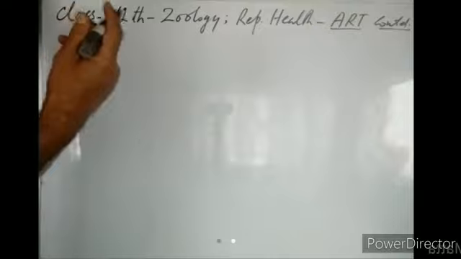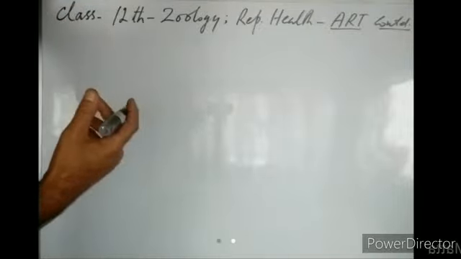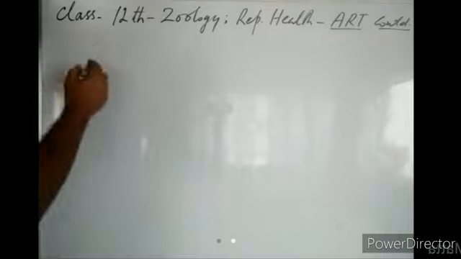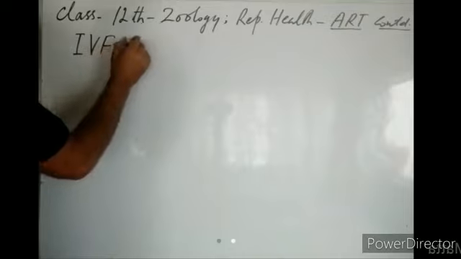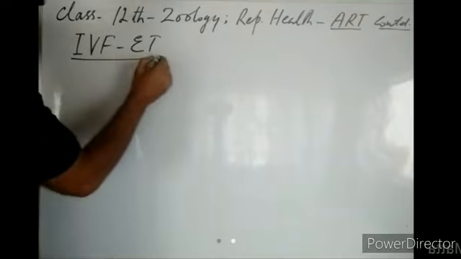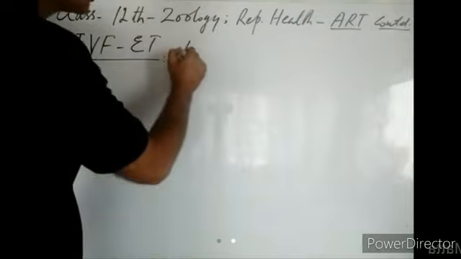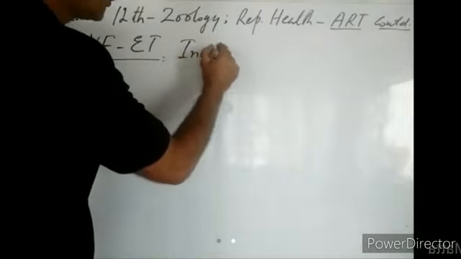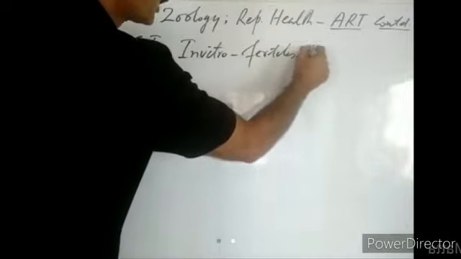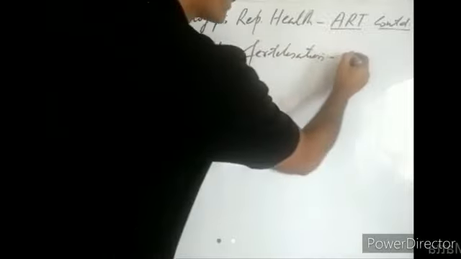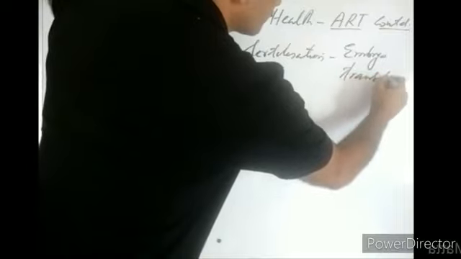So for helping infertile couples to bear children, there is a method in assisted reproductive technology that is known as IVF, IVF-ET. Its full form is in vitro fertilization, embryo transfer. This is the full form of IVF-ET, in vitro fertilization embryo transfer.